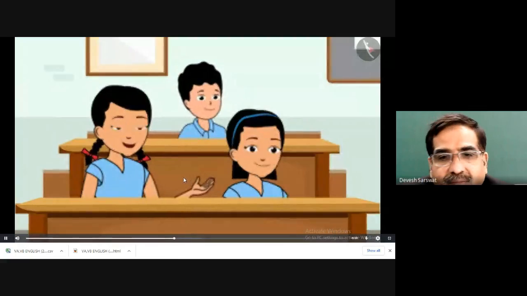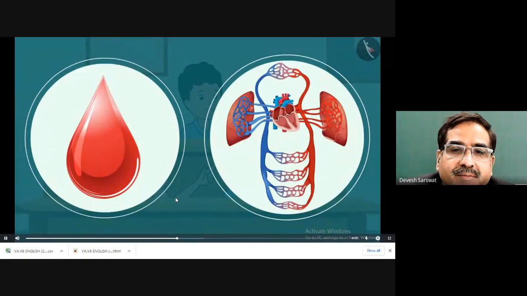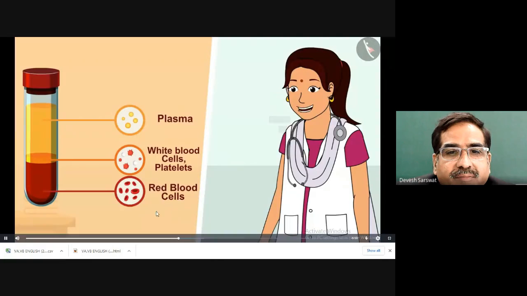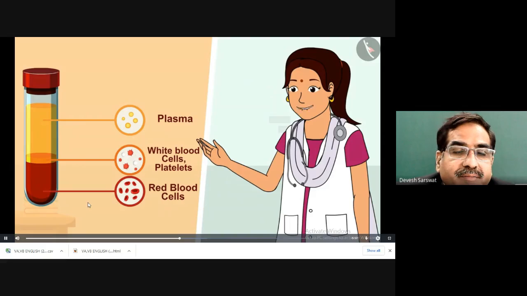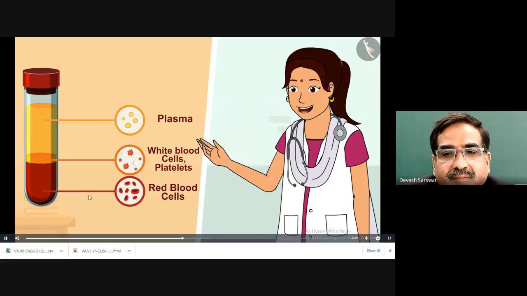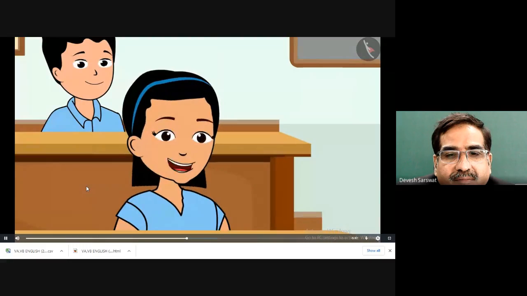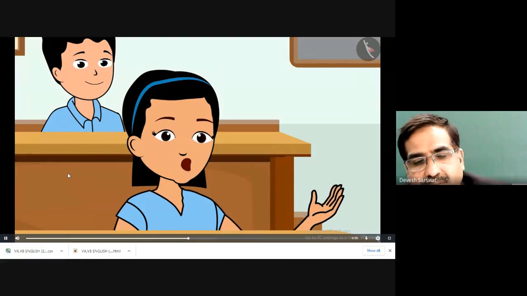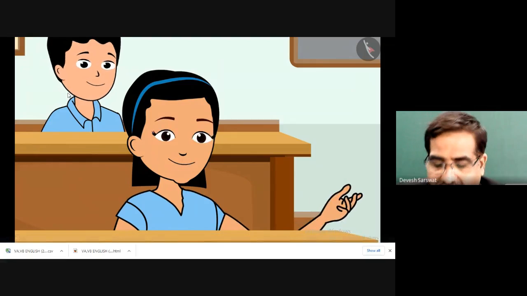Isn't blood a liquid like water? Yes, children. Blood is a liquid like water. It has different types of cells suspended in it. Just see, plasma is pale yellow in color, and this is white blood cells, platelets, and red blood cells. The fluid part of blood is called plasma. It constitutes 55% of the blood. Plasma is yellow in color. What about the rest 45% of the blood? What constitutes it? And if plasma is yellow, then how is our blood red?